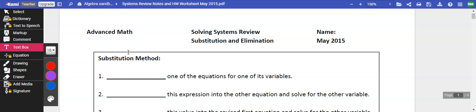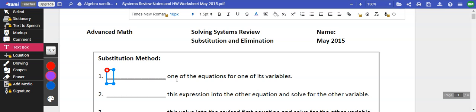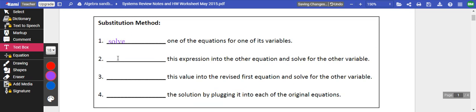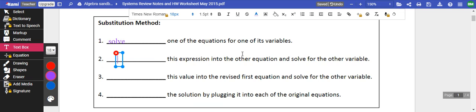We are looking at, again, reviewing substitution method a little bit and moving on to elimination method. With substitution method, solve one of the equations for one of the variables. You should have x equals something or y equals something. Substitute the expression into the other equation and solve for the other variable.